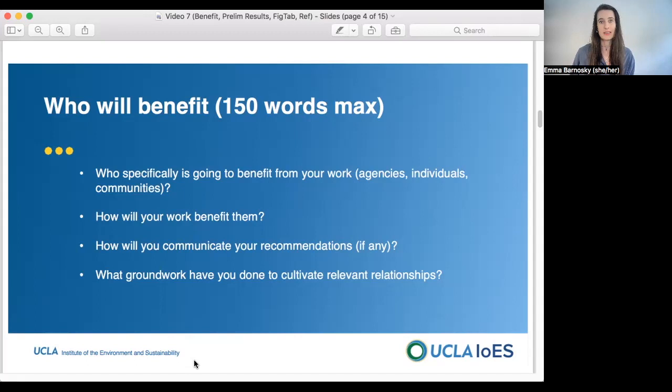In addition to listing the beneficiaries, we'd like you to explain how your work will benefit these people, groups, or agencies. And then finally, importantly, please communicate how you will share your results or recommendations, if recommendations are a part of your final deliverable, and explain what groundwork has been done to cultivate the relevant relationships already. Importantly, addressing how you know that these groups will be receptive and open to any recommendations or results that you may bring.